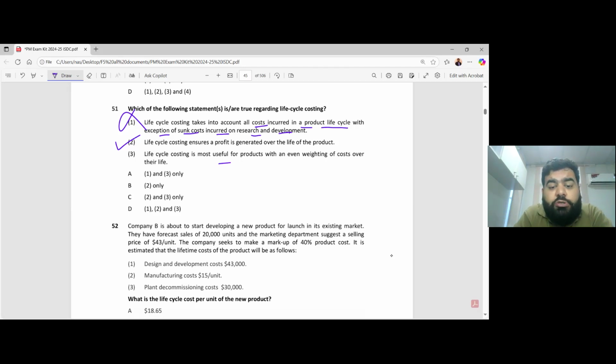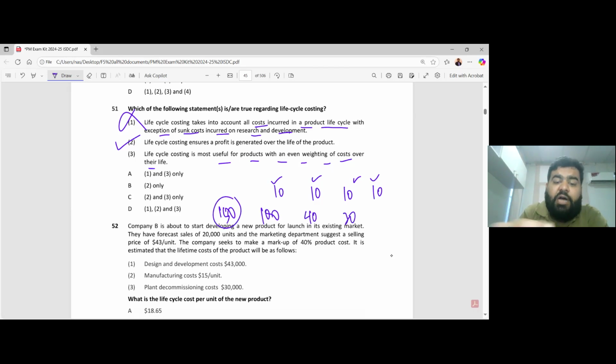Lifecycle costing is most useful for products with an even weighting of cost over their life. They're saying that lifecycle costing is best for products which have even weighting. Even weighting means at start $10 cost, second year, third year. If costs are evenly divided over the years, life cycle costing is of no need, because life cycle costing is for the product in which, at the start, for example, the cost was 150, next year 100, then 40, then 30, where the weightings are not even.